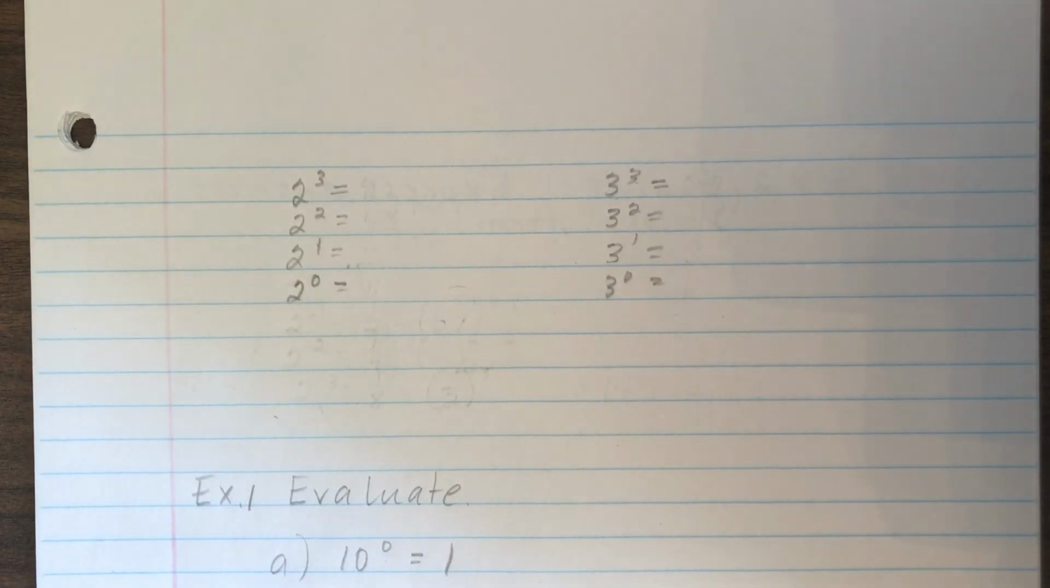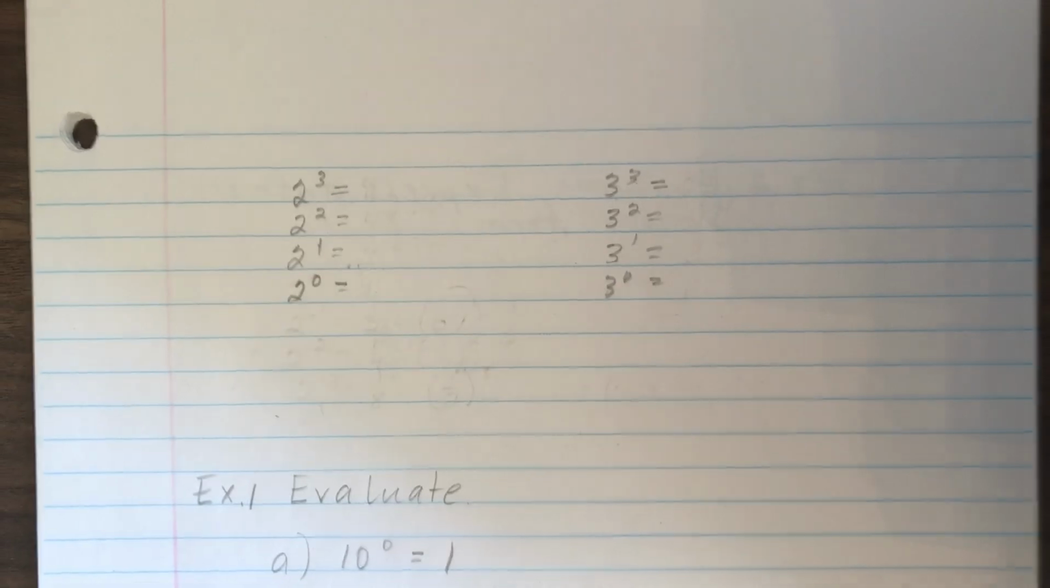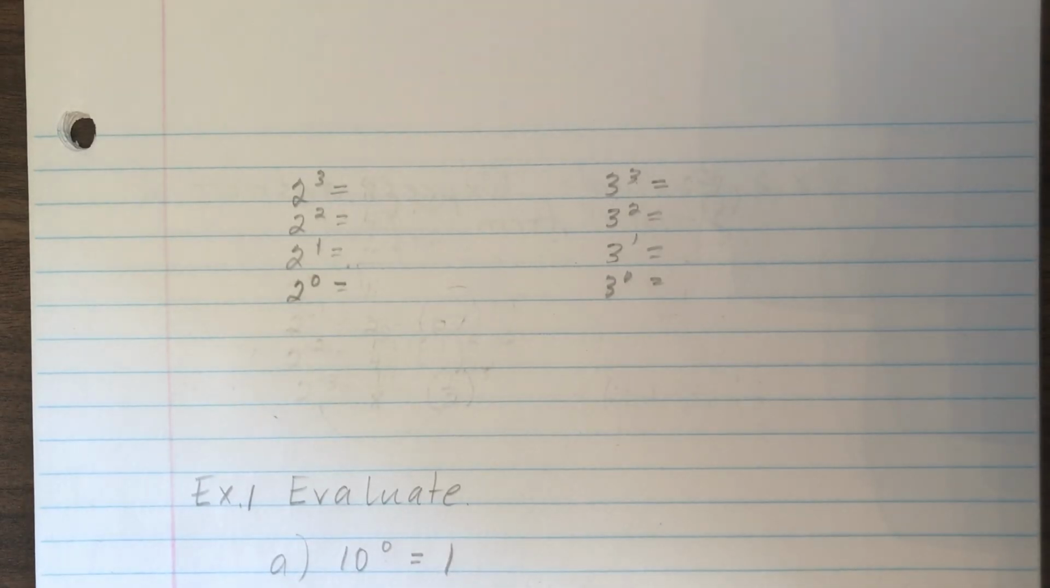In this video, we're going to review zero and negative exponents that you learned about in grade 10. First, we're going to look at their meanings, what they represent, by looking at the patterns that we see when we evaluate powers of 2 and 3.